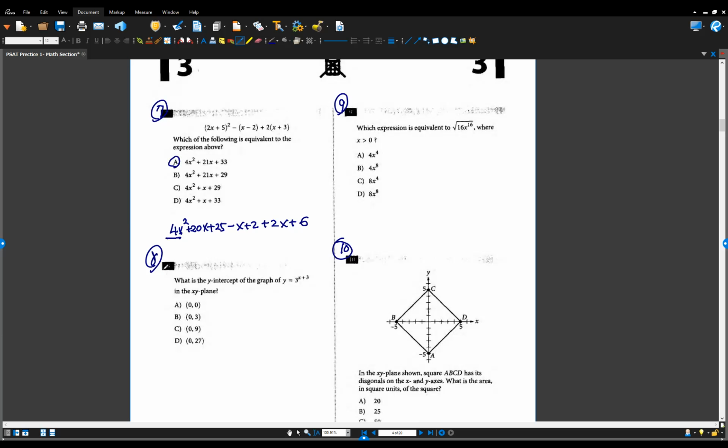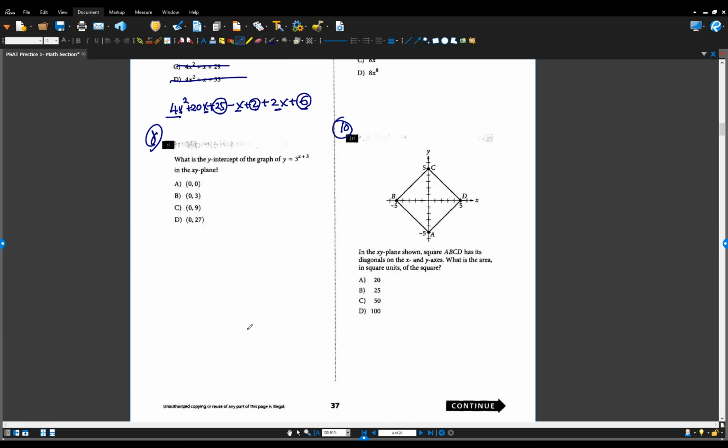There are 4x squared. Check out what x terms over here. That is 21, right? Now check out the last constant, 25, 2, and 6. That is 33, okay? You can check this way. You don't have to solve this one, you just cross out, okay?